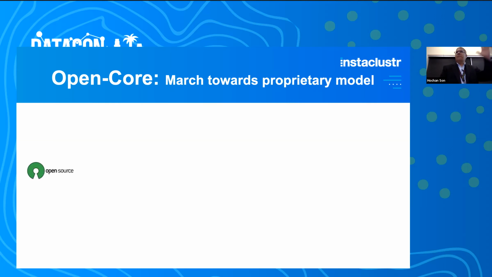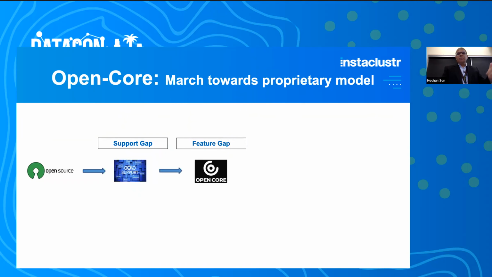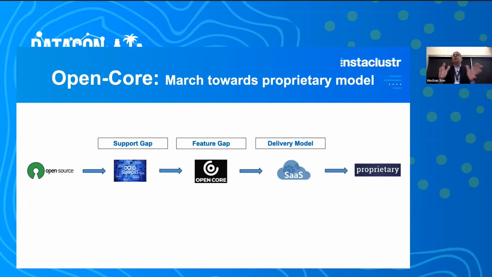And what happens? They start with open source, and there's a support gap. We already know that. They exploit that gap, which is fine. Then there's a feature gap, so they add features, which is also fine. And then they change their delivery model. Say maybe they go serverless or start using cloud, which is also fine. But by that time, you are into a proprietary software mode.